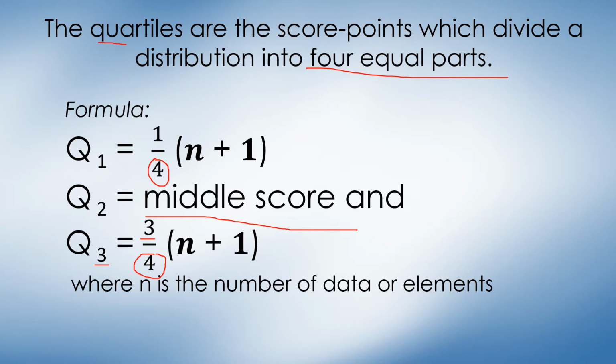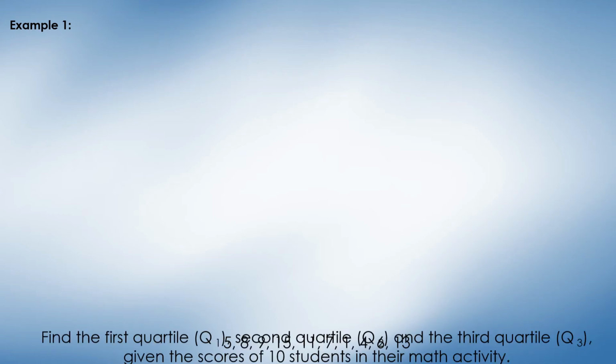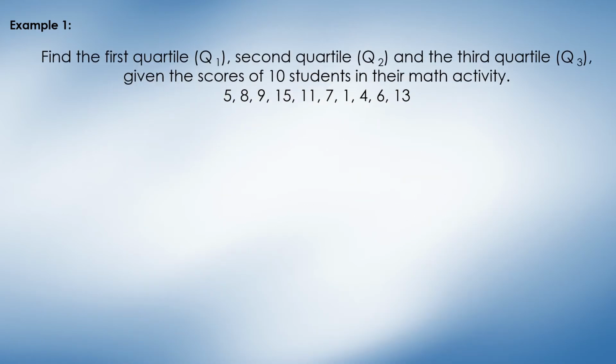So, let us use our formula for our example number 1. Find the first quartile, second quartile, and the third quartile given the scores of 10 students in their math activity. The scores of the 10 students are the following: 5, 8, 9, 15, 11, 7, 1, 4, 6, and 13.